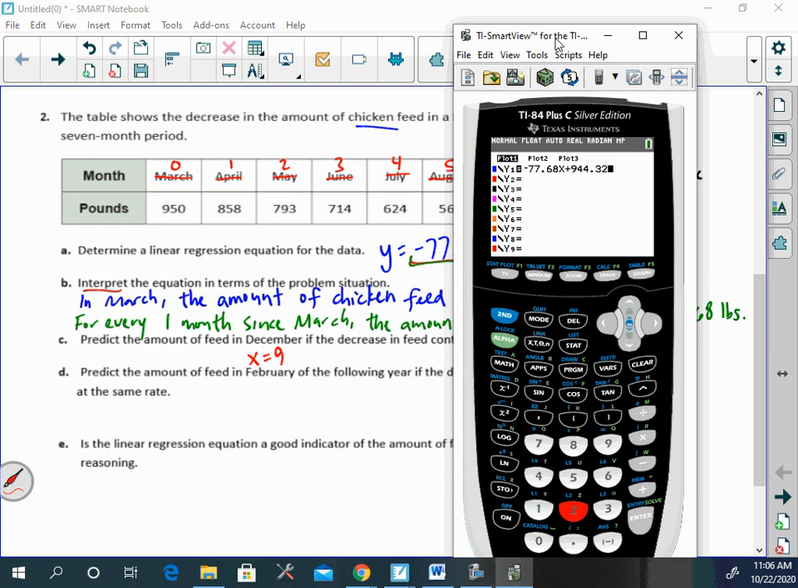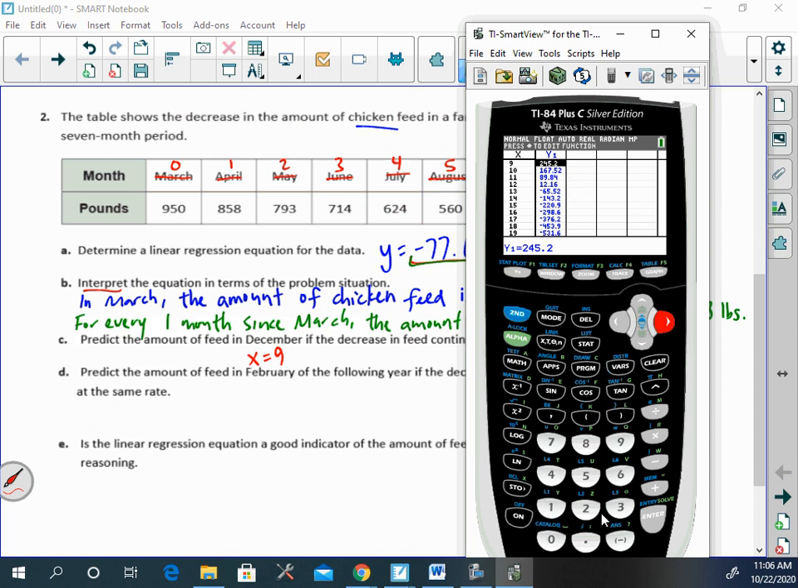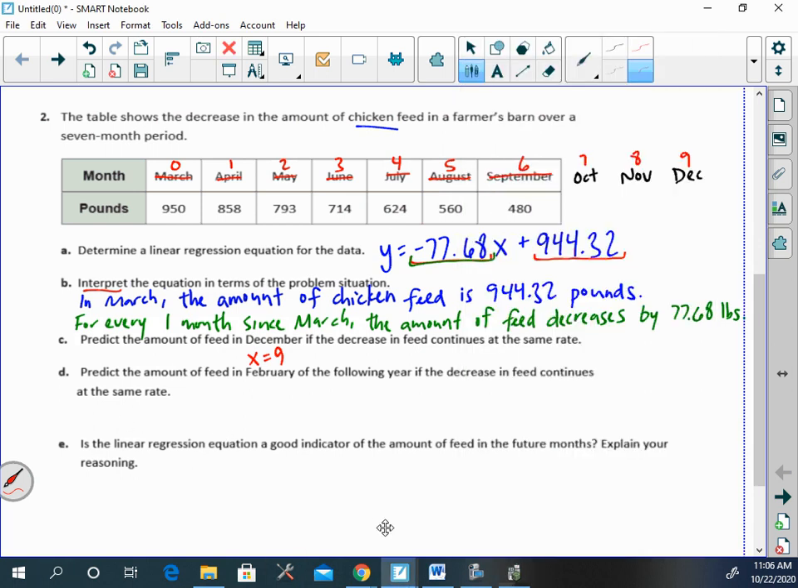All right, and I want to know when x is equal to 9. If we go 2nd TBLSET, it's right above the window here. I'm just going to start at 9 and go by ones. And then if I go 2nd TABLE, I will see this table with all these different values. So at 9, I'm at 245.2. So that would be my answer here, 245.2. And that's the number of pounds.